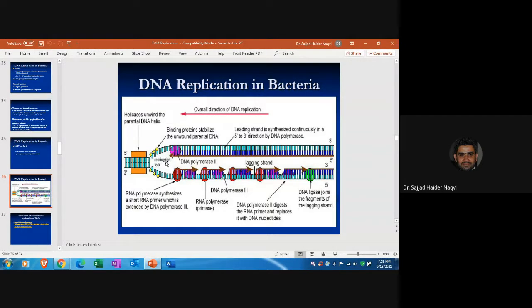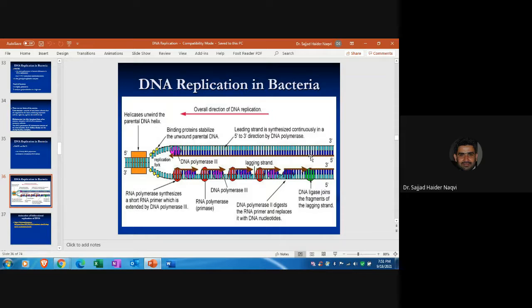As the unwinding takes place, this leading strand is 3' to 5', and the chain which is being synthesized on that is 5' to 3'. And you can see that this is a continuous chain formation. The enzyme which is mainly responsible in this, as I just mentioned, is DNA polymerase 3.